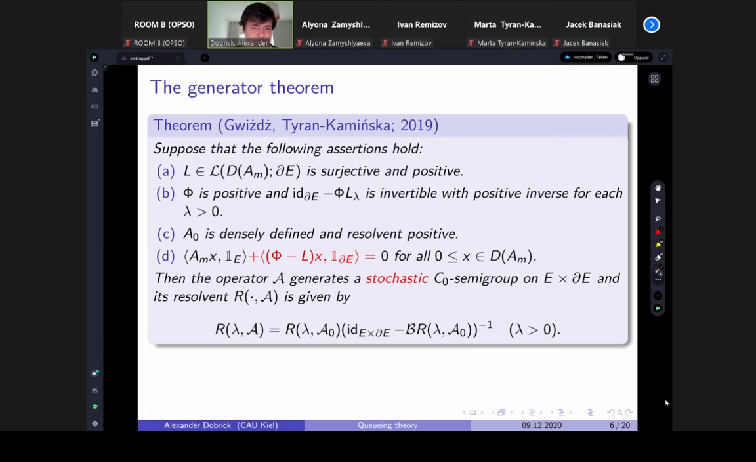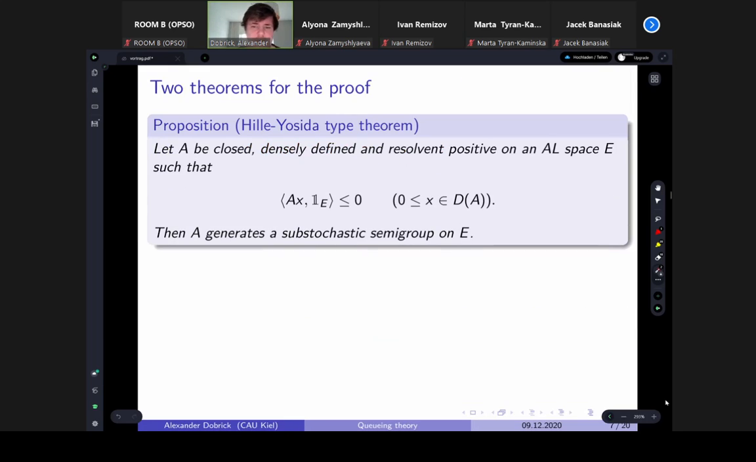Okay, let's prove that. And for the proof, I basically need just two very well-known theorems. The first one is a version of the Hille-Yosida theorem. Basically, it works as follows. So we have a closed densely defined operator. That's no surprise there. We assume that it's resolvent positive on some L1 space, and we assume that we got such an estimate here. And then the theorem says, okay, then we get the generator of a substochastic semigroup, basically.